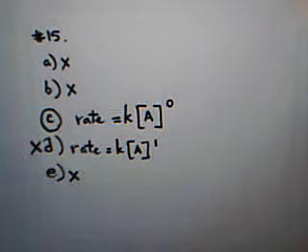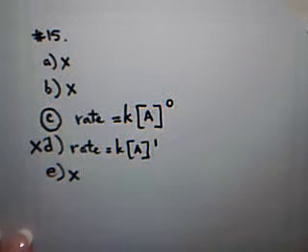The reaction is 0 order in A. That's why increasing the concentration of A has no effect on the rate of the reaction. So that's number 15. Let's keep going with 16. We'll just turn this around to give us a fresh side.